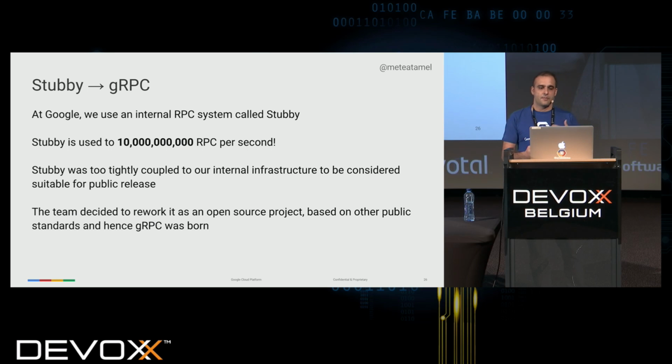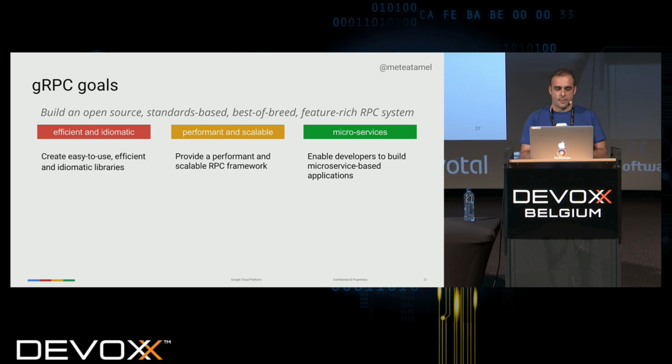So gRPC came from Stubby. The team who worked on Stubby created gRPC using the learnings from Stubby. In that sense, it's the best of both worlds: gRPC is open source, but it didn't start from scratch. It came from this Stubby project that we use a lot internally. The goal of gRPC is to be really efficient, because if you are making 10 billion calls per second, every millisecond counts. So we make sure that the connection is really efficient.